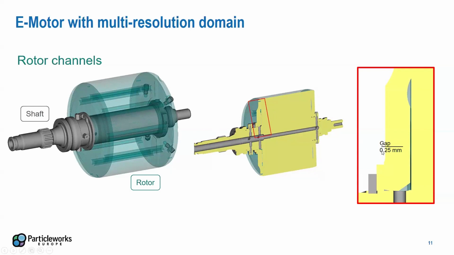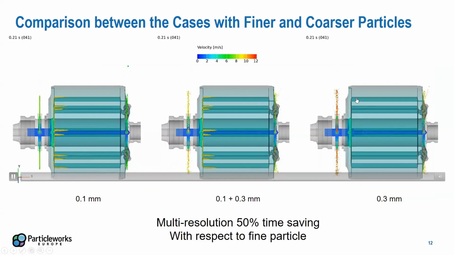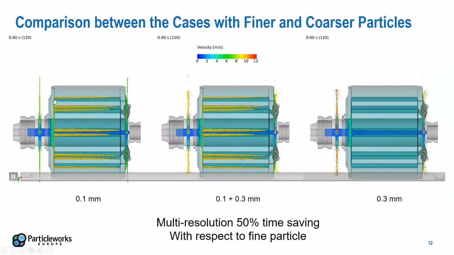We have a small gap of 0.25 millimeter, and if we were to use a 0.3 millimeter, you can see that the gap is not captured. On the left side, we have 0.1 millimeter, and we see the gap that is captured. And in the middle, we see the multi-resolution approach with, let's say, a box just placed on top of the small gap. And basically, we are able to capture the flow here without compromising simulation times everywhere in the domain.